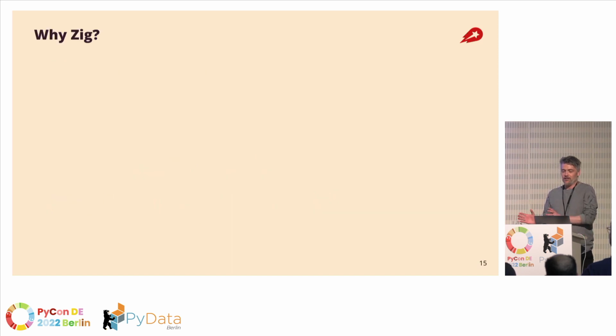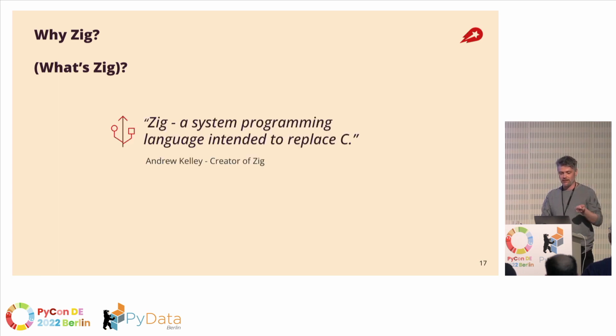The other part of the question why is why Zig? And judging from the show of hands earlier, you may also have the question, what is Zig? So it's a compiled system language. In the words of its creator, Andrew Kelly, Zig is a system programming language intended to replace C, which is a pretty ambitious goal.